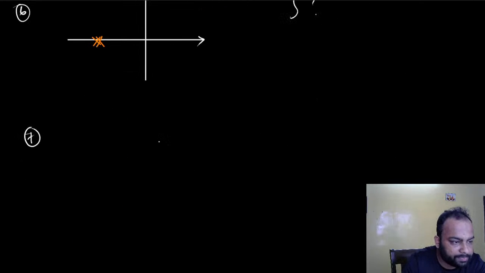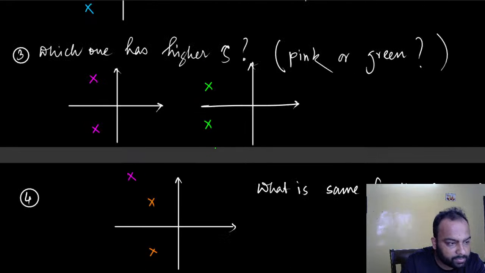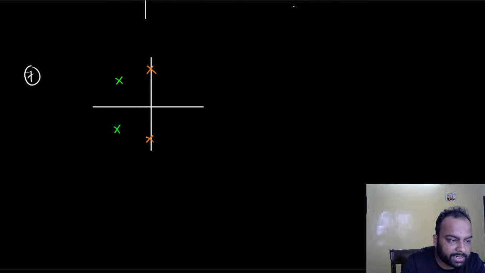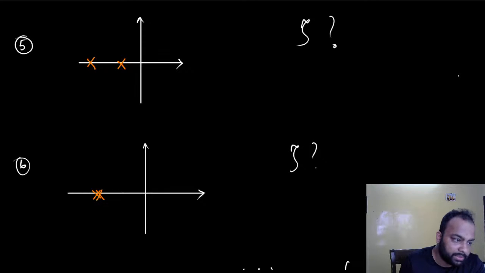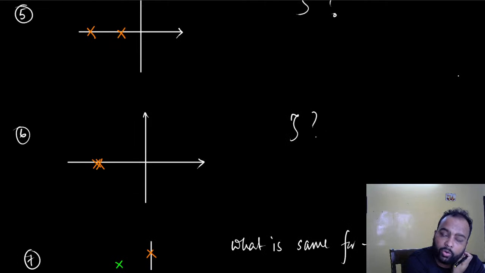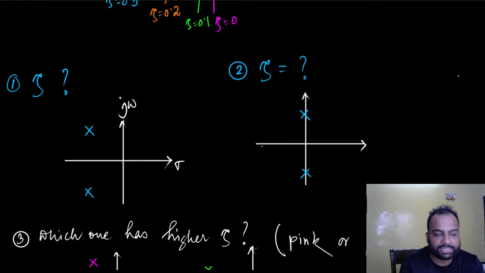For question number 7, here is one system, and here is one system. Question is like previous. What is same for these two systems? Many people are saying for question number 5, zeta is equal to 1. No. You people are pretty wrong. So these are the questions. So let's answer the questions.